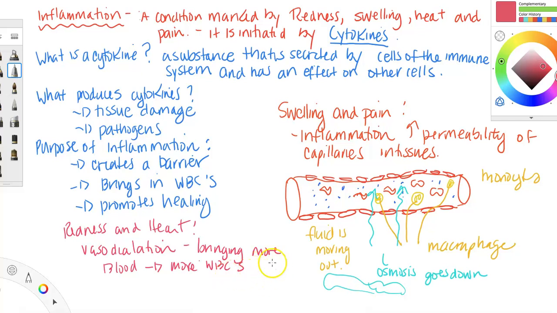So more blood means redness, right? You're flushed, you're red, you've got more blood there. And that area will get hot. Okay, blood is hot, right? So the area gets sort of heated up. It's red, and of course it's swollen, and it is painful. And that doesn't sound like a good thing, but that does promote healing and repair.